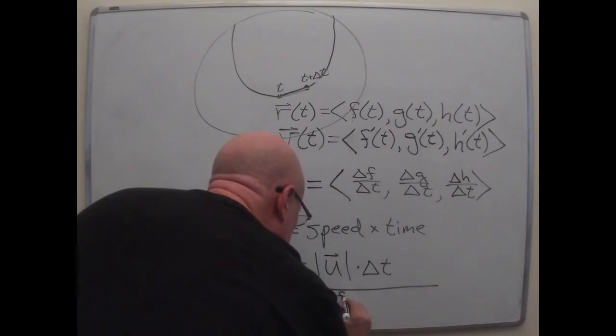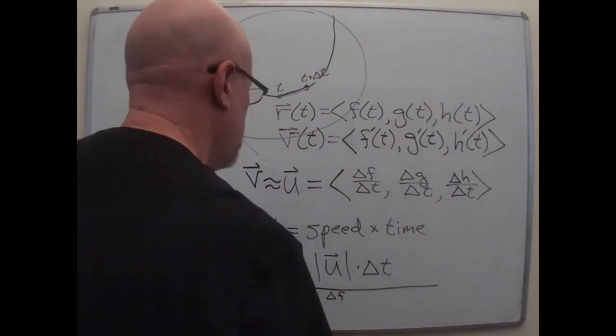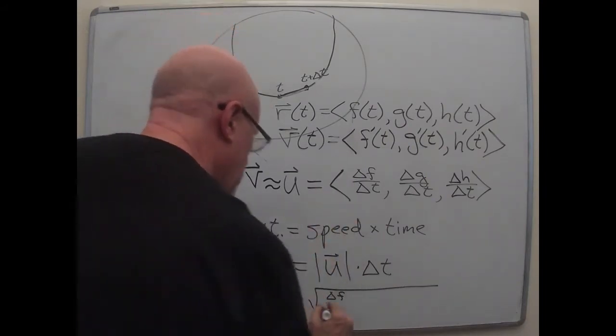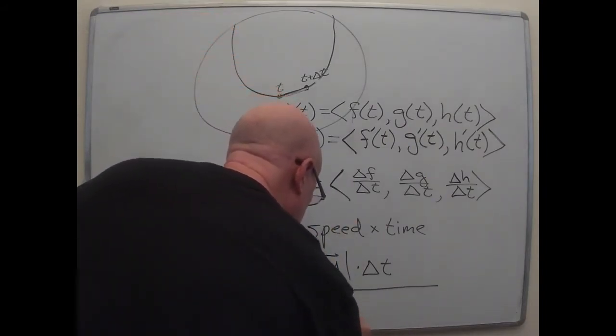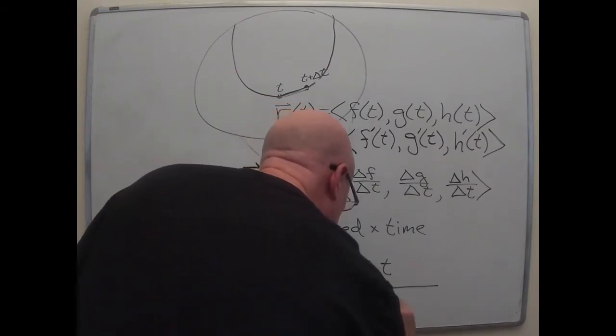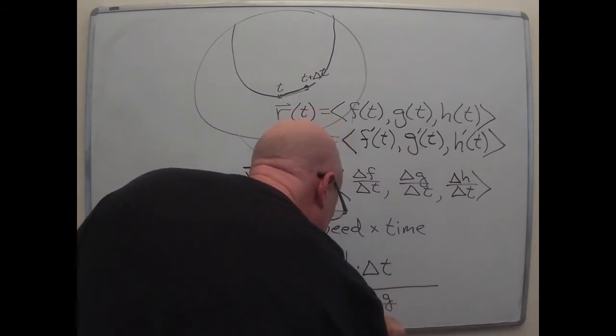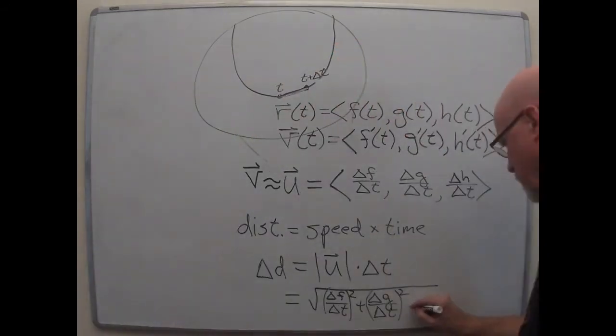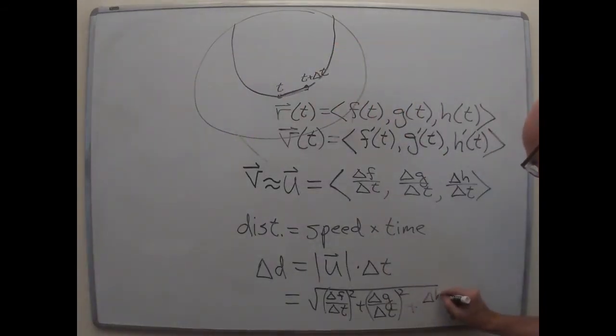delta f over delta t squared plus delta g over delta t squared plus delta h over delta t squared. And that's all under the square root. And then outside of the square root, we've got a times delta t.